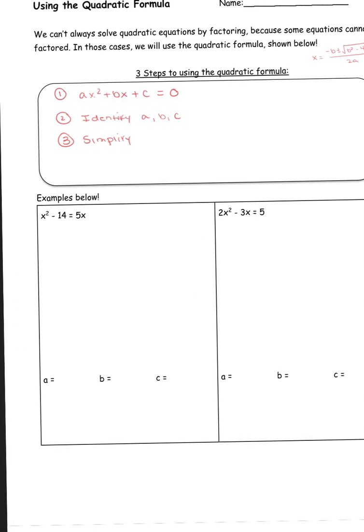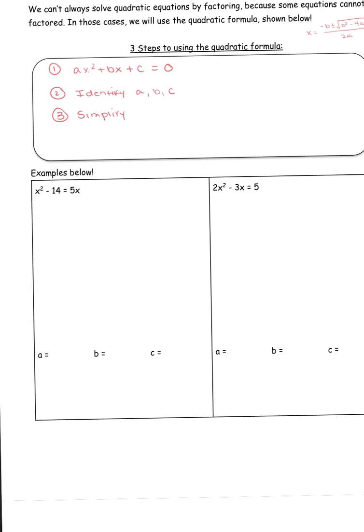All right. So looking at the first one, we have x squared minus 14 equals 5x. We can see here that it's not in standard form because we have to have it equal to 0. So in order to get it equal to 0, all we're going to do is subtract 5x from both sides. We're going to move the 5x from the right to the left. So we get x squared minus 5x minus 14 equals 0. Identify our a as 1, our b as negative 5, and our c as negative 14.